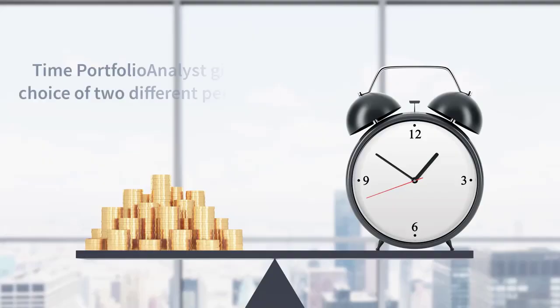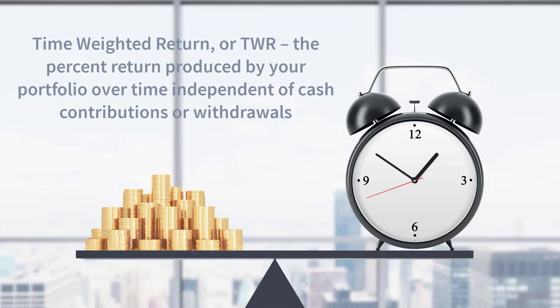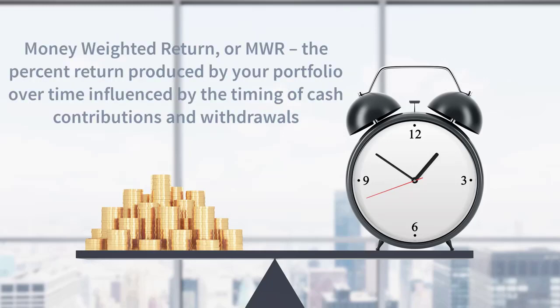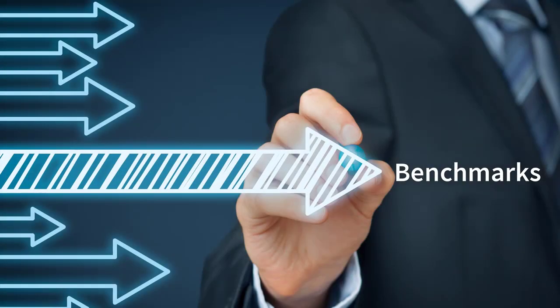Next, PortfolioAnalyst gives you a choice of two different performances. Time-weighted return, or TWR, is the percent return produced by your portfolio over time, independent of cash contributions or withdrawals. Money-weighted return, or MWR, is the percent return produced by your portfolio over time influenced by the timing of cash contributions and withdrawals. Lastly, benchmarks.